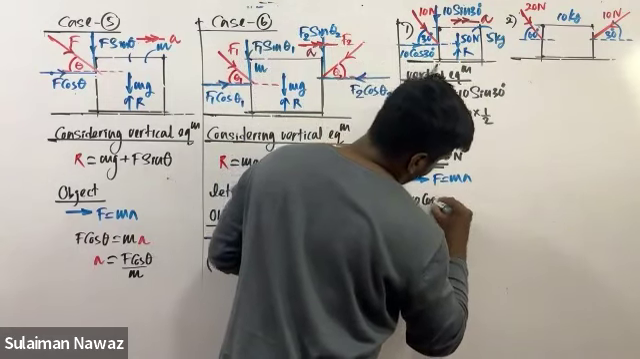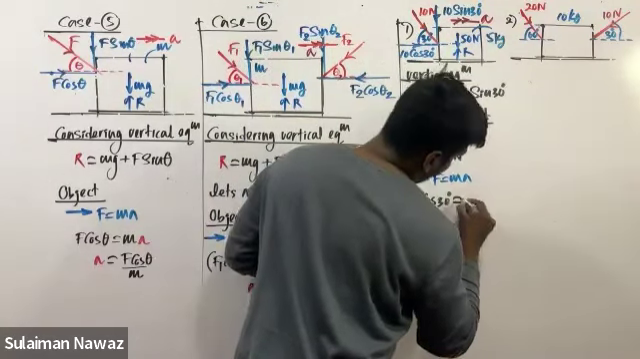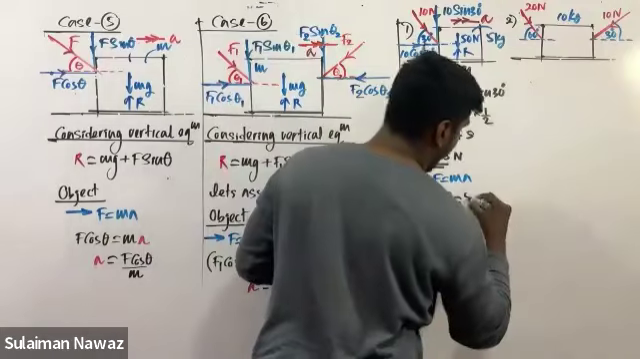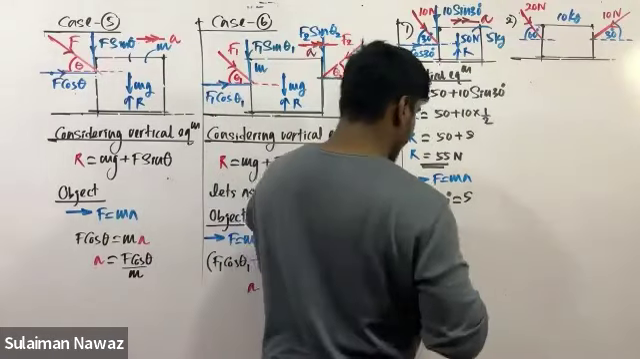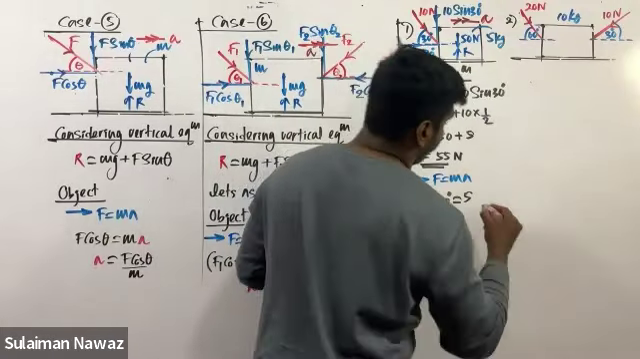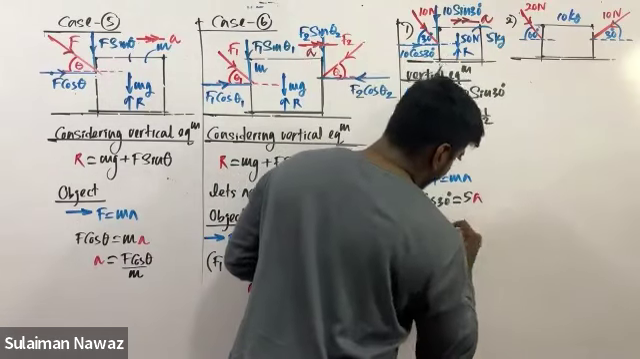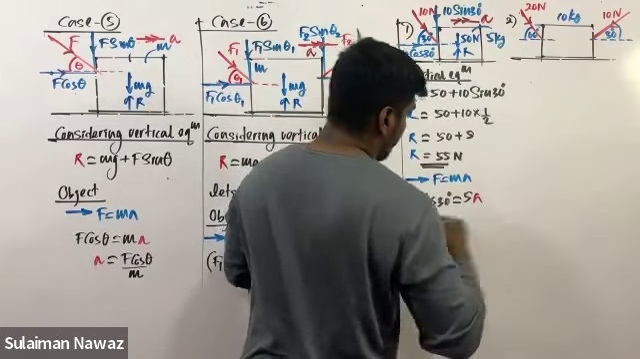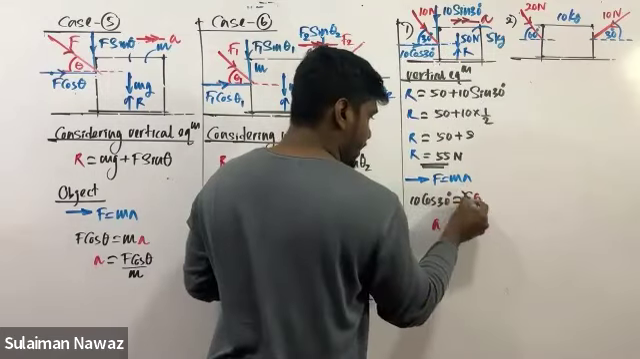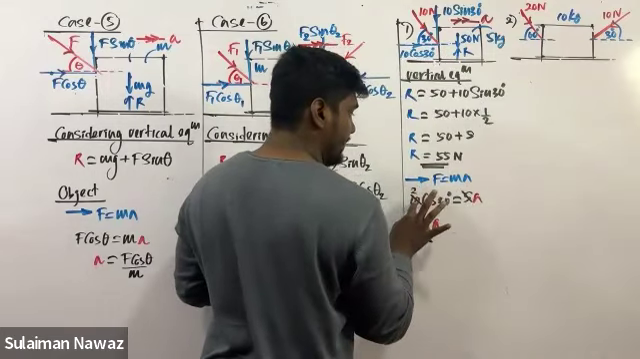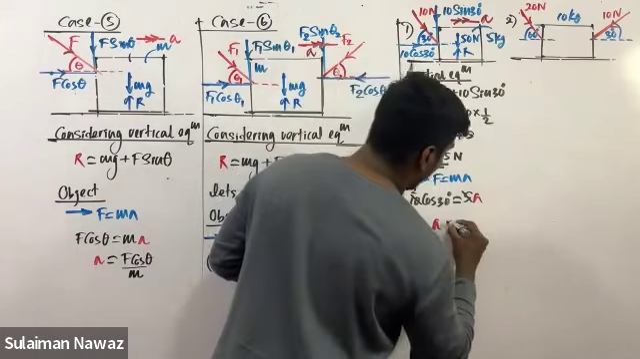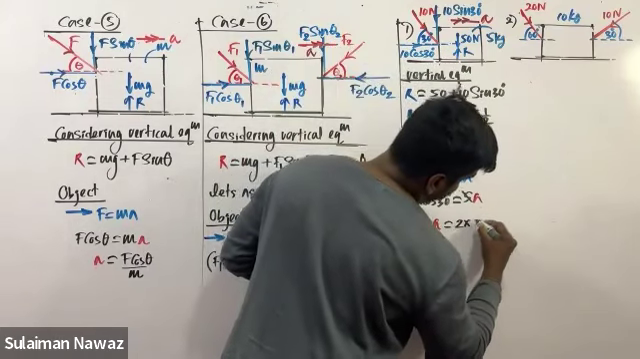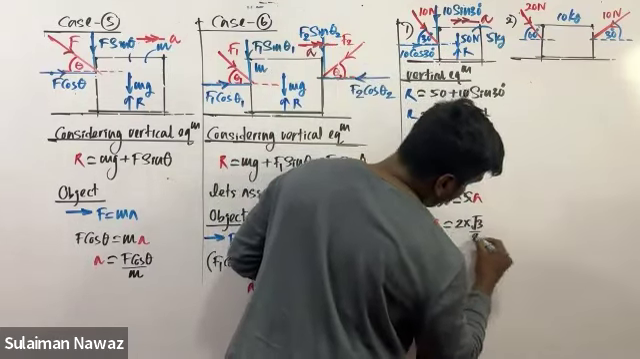10 cos 30 must be equal to mass of the object, which is 5 kilograms, times acceleration. I want to find the acceleration simply. Then A must be equal to... here 5, here it's 2. I can divide this 10 by 5, so it's 2. 2 cos 30 means 2 times root 3 over 2.